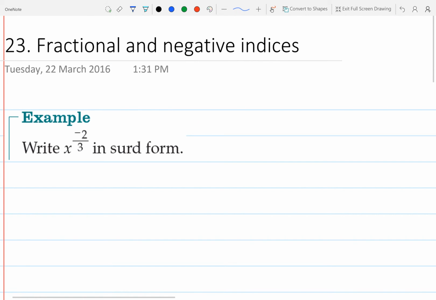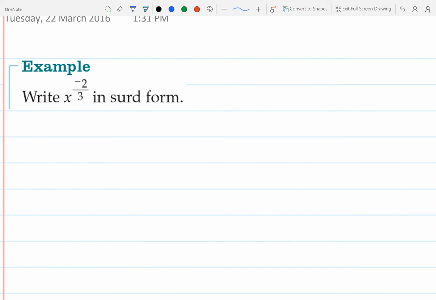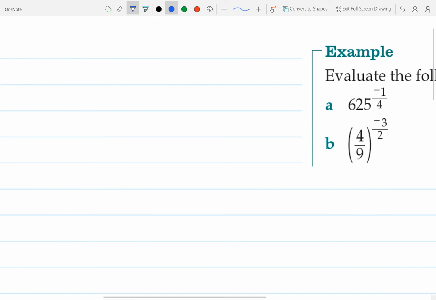Looking at our first example up here, where it's asking us to write this in surd form, first of all we would start by saying that it is equal to 1 over x to the power of positive 2 over 3. Then it's equal to 1 over, and the 3 is the number of the root, and we'd have x to the power of 2. Okay, two more examples over here.